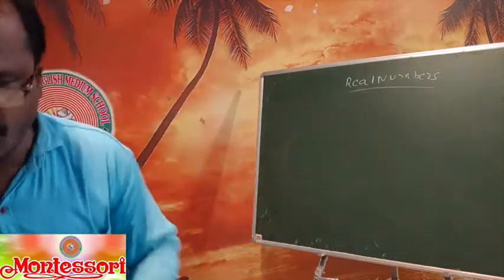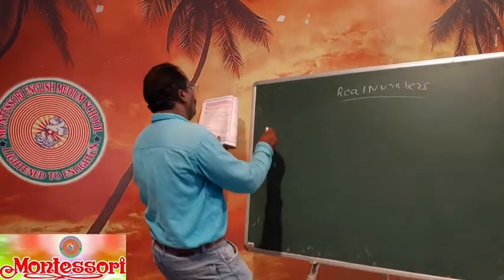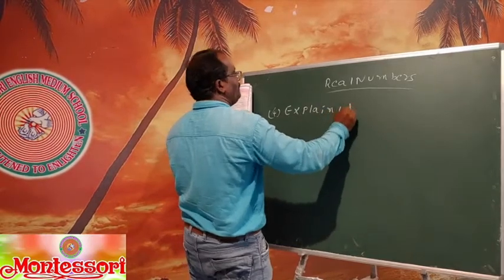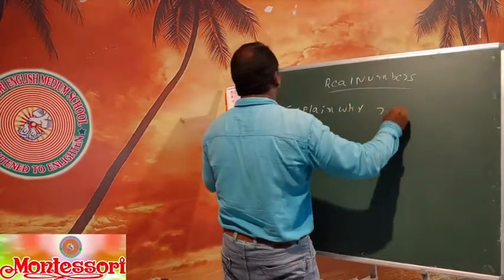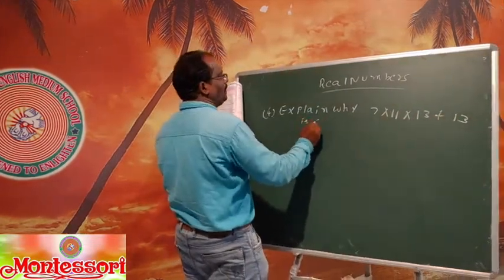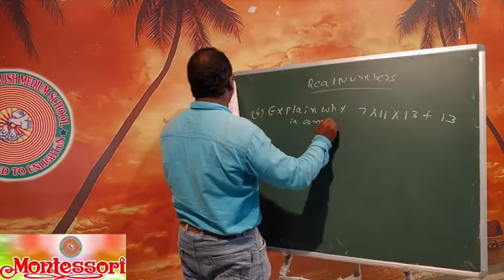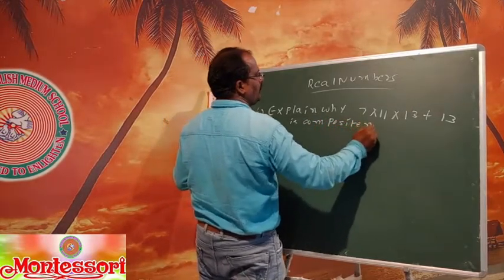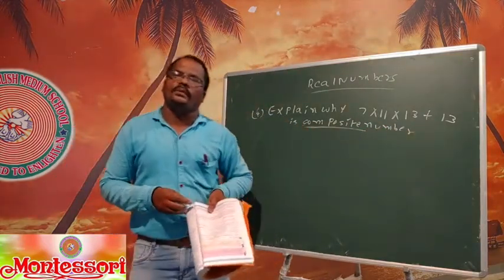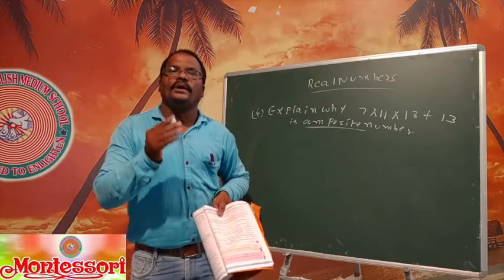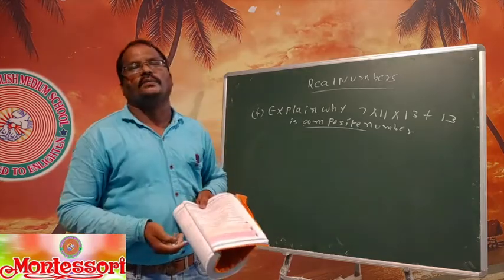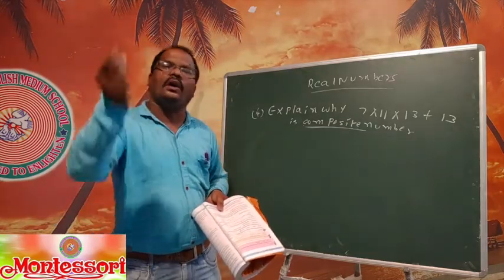What is the next question given here? Fourth question. Question number 4. Explain why 7 into 11 into 13 plus 13 is a composite number. What is the meaning of composite number? I said last class also: the number which has more than 2 factors is called a composite number. A number with only 2 different factors is called a prime number.